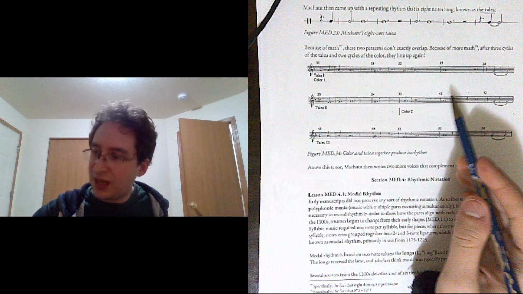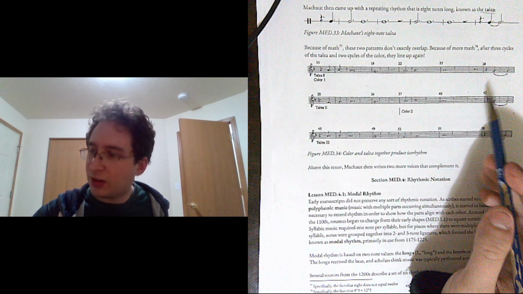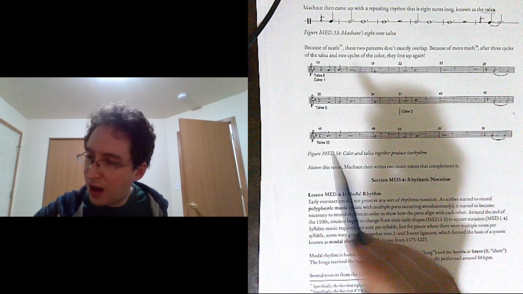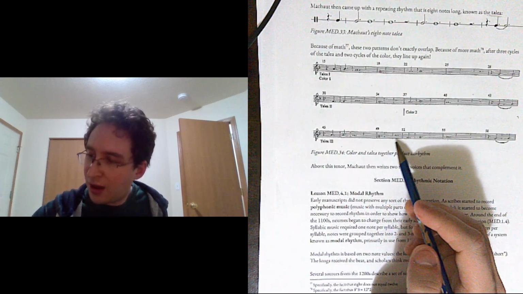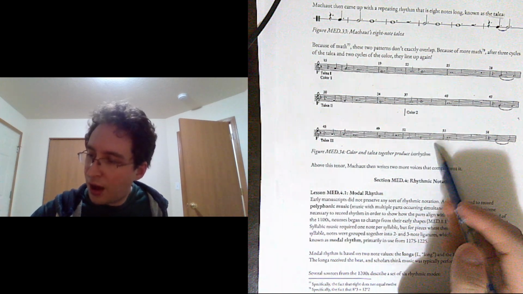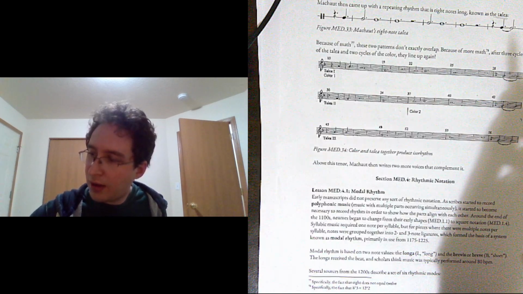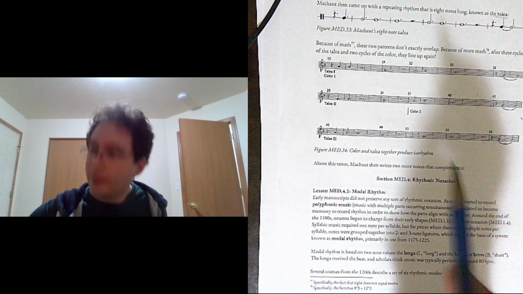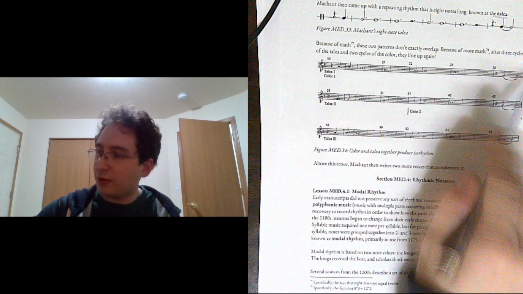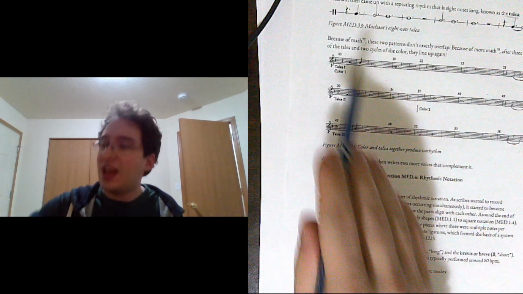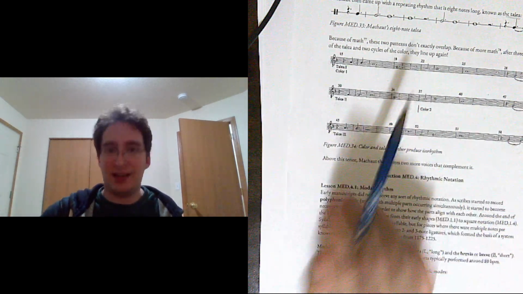So the pitches are repeating, but at a different point in the rhythm. Da da da da da da da da. And now we've gone through the 12-note pitch cycle twice. We've gone through the 8-note rhythm 3 times. And when you continue, it lines up again.